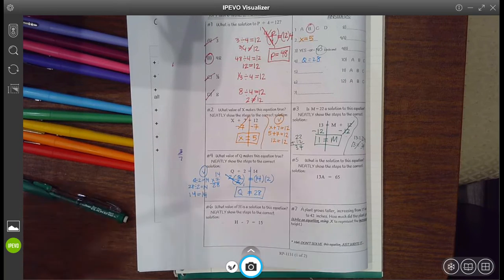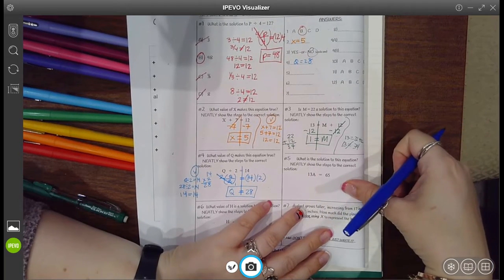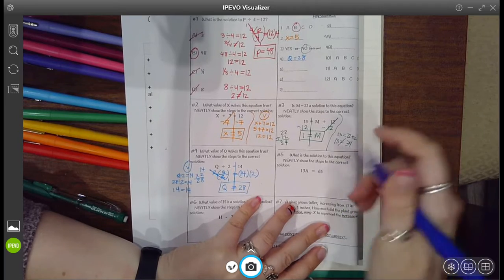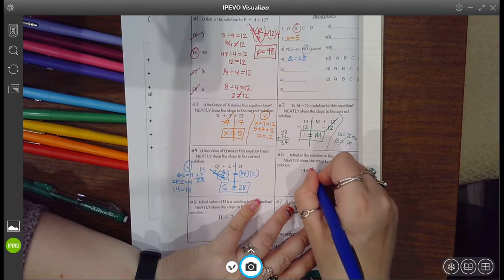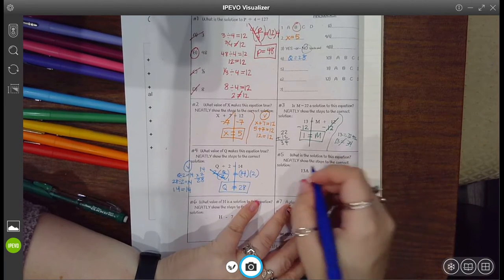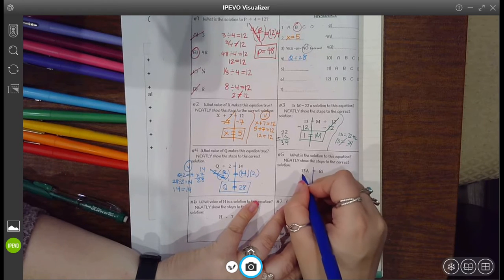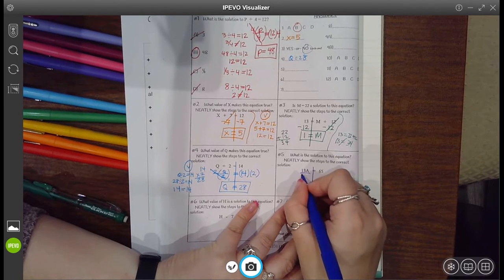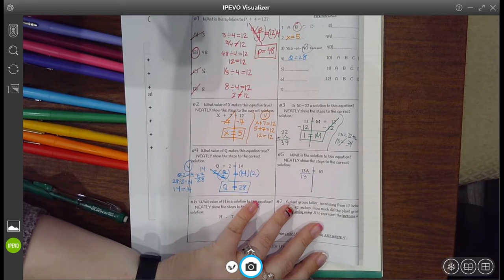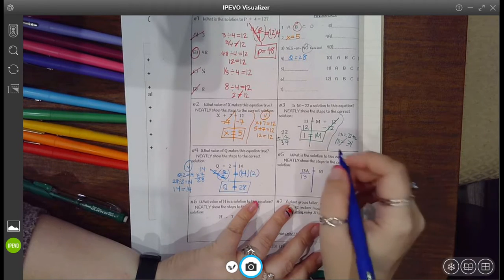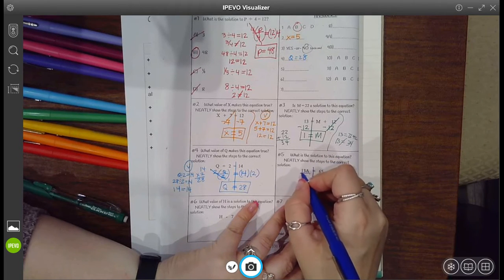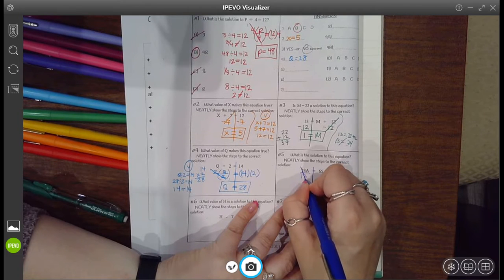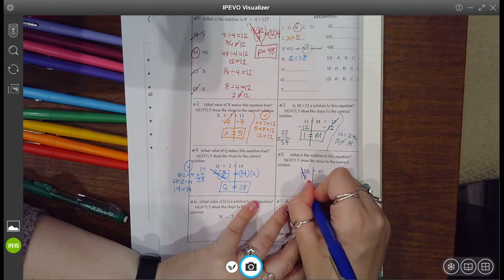Number 5 says, what is the solution to this equation? Neatly show the steps. 13a equals 65. When you have a number touching a variable, that means they're being multiplied. The inverse of multiplying is to divide by that number. When you divide something by itself, you get 1, right? 13 divided by 13 is 1. So 1 times a is just a.